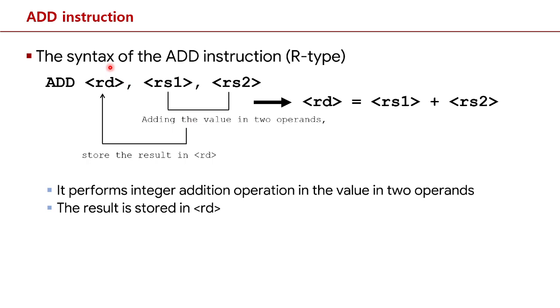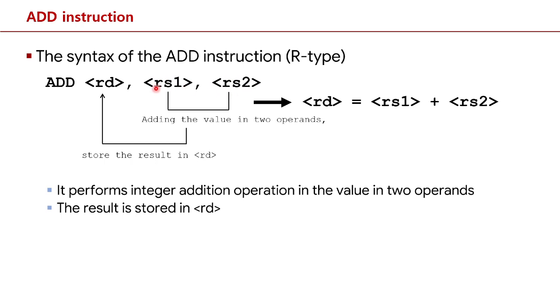As you can see, this slide shows you the syntax of the add assembly instruction. As explained, the add assembly instruction supports an addition operation between two operands. So add is the mnemonic. RD is the destination register. RS1 and RS2 are the operands. This is the first operand, and this is the second operand.